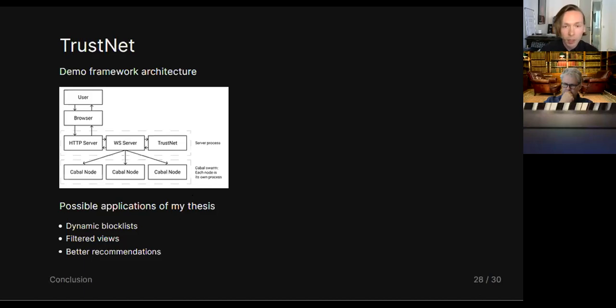We could also have better recommendations, like in the domain of music recommendations, where the trust weight would be similarity in music taste. Then I can assign, okay, I trust these people, and then they trust other people. So I end up with this group of people who have a similar music taste as me, and I use whoever they recommend as artists to listen to.